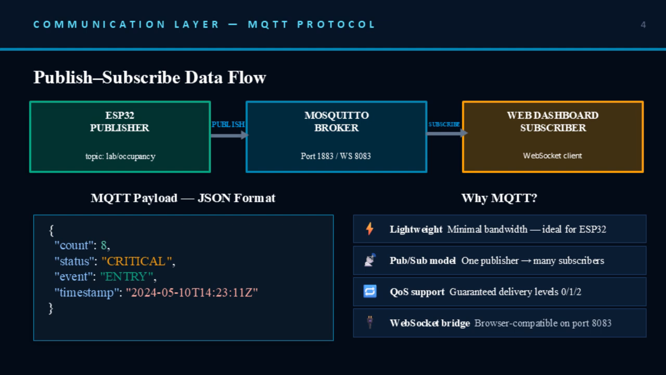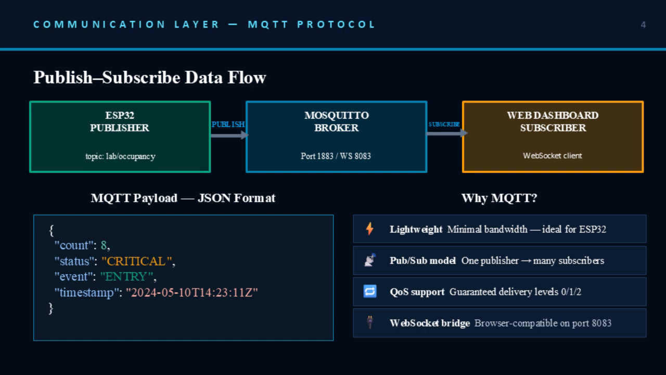Each MQTT message carries a JSON formatted payload with 4 fields: the current occupancy count, the status classification, the event type, entry or exit, and the timestamp. For example, in the payload shown here, count is 8, status is critical, event is entry. This means the 8th person just entered the laboratory. MQTT was chosen for 4 key reasons.